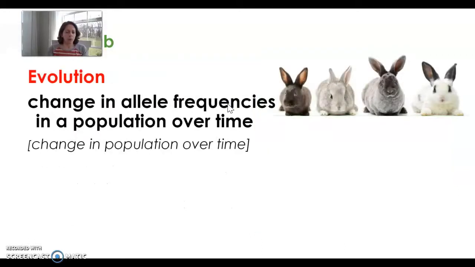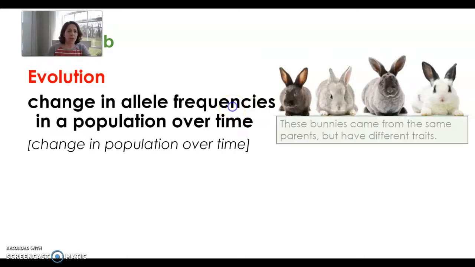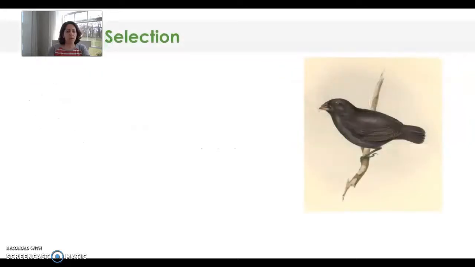We know through the bunny lab that we did that evolution is the change in allele frequencies in a population over time. So it's how a population changes over time due to usually a mutation. And these mutations change the DNA and the genetic makeup. Now, Darwin knew this. Another man named William Wallace knew this. However, what some people were lacking was the mechanism.